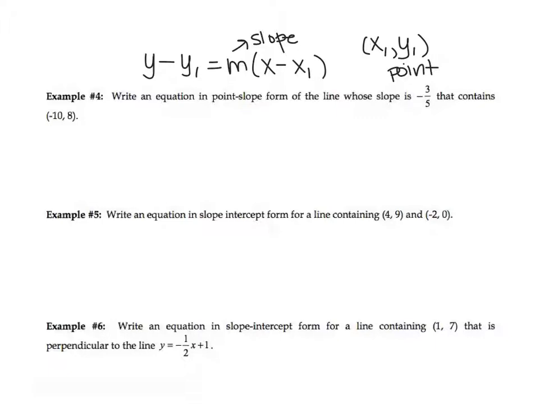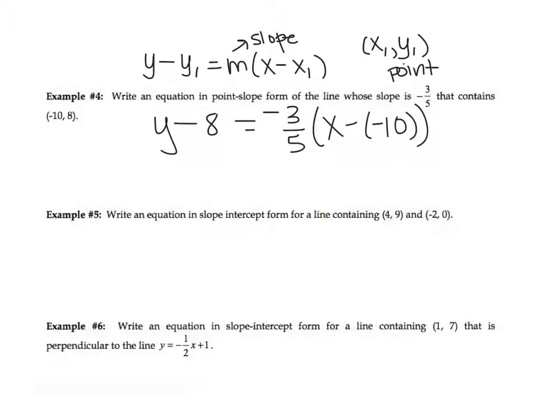So with our equation, we're going to have y minus our y value, which is 8, equals our slope, which is -3/5, and then in parentheses x minus -10. Now, because it is x minus a negative number, we're going to go ahead and change that to addition. So we get y minus 8 equals -3/5, then in parentheses x plus 10. So this is another way to write an equation when we're given the slope and a point on that line that is not the y-intercept.